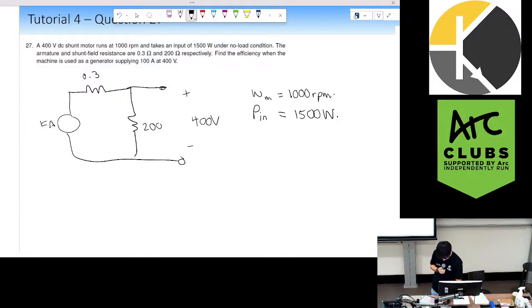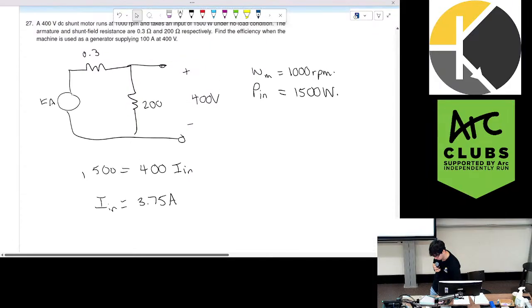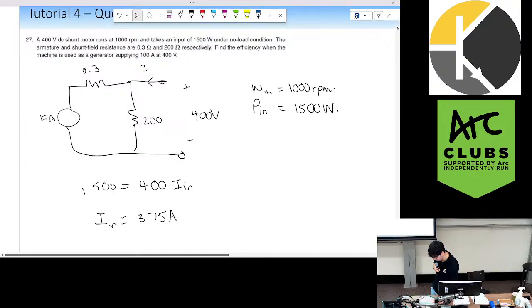Great. So using the information that we have, we know that our input power will be our input voltage times our input current. So that's simply 400 times your input current. And we know that the input power was 1500. So our input current is 1500 over 400, which is 3.75. So in our motor setup, we have 3.75 amps here.